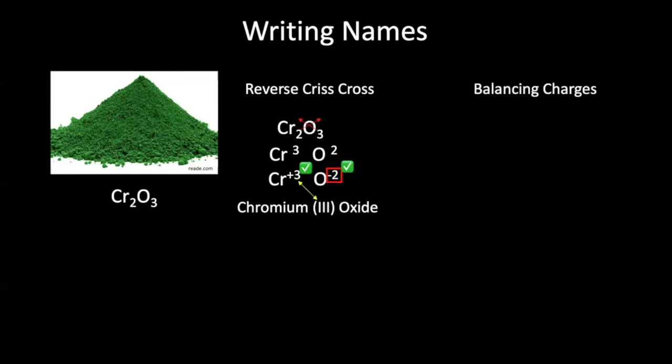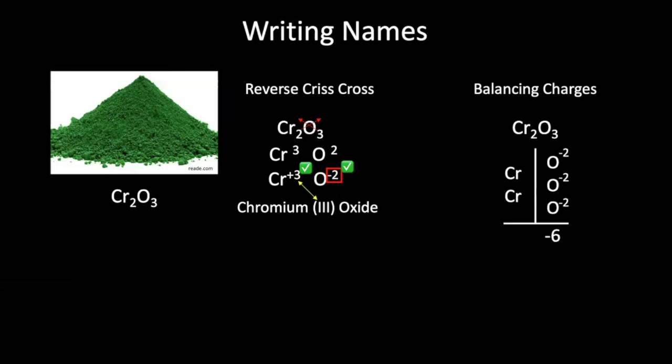So the other method is the balancing charges method. So we start out with our same formula, but this time we're going to make a little chart, an upside down T, if you will. And what we do is we write out the 3 oxygens and the 2 chromiums based on the subscripts. So what we're going to do is we're going to take a look at the negative side first, because like we said before, we always know the charge of the negative ion. Each one of these is a -2 charge, and there are 3 of them.